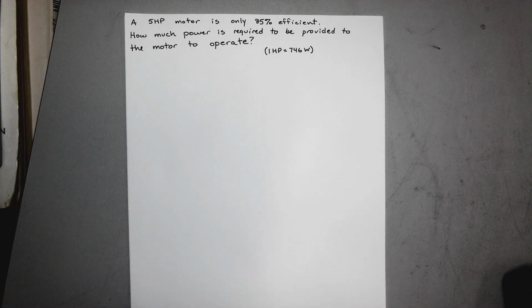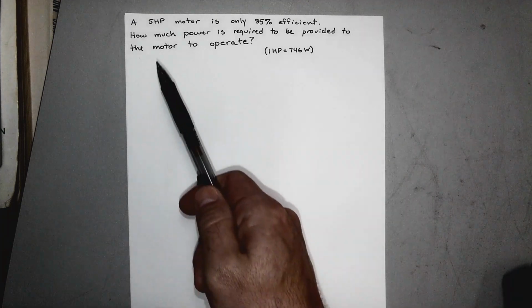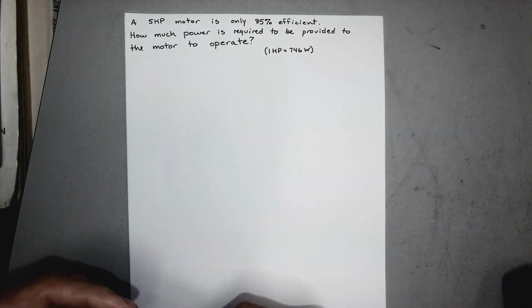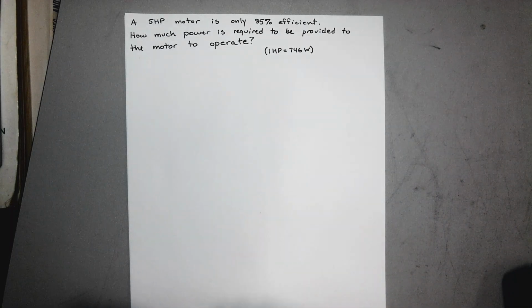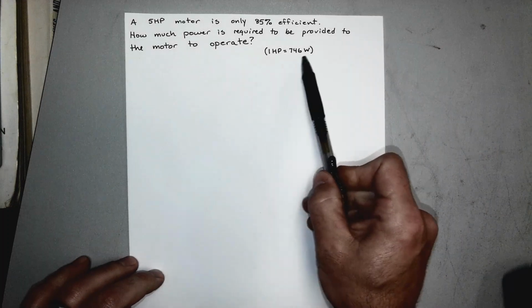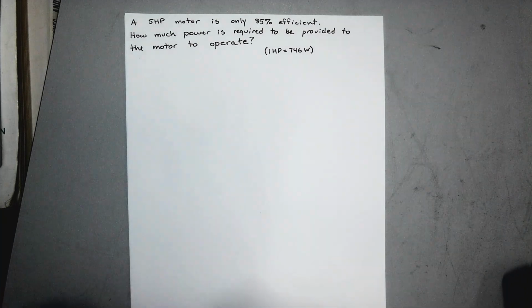All right, now we're on to our second example for motor efficiency. This one looks very similar to the last one. It says a 5 horsepower motor is only 85% efficient. How much power is required to be provided to the motor to operate? And again, we're giving our conversion factor of 1 horsepower equals 746 watts.